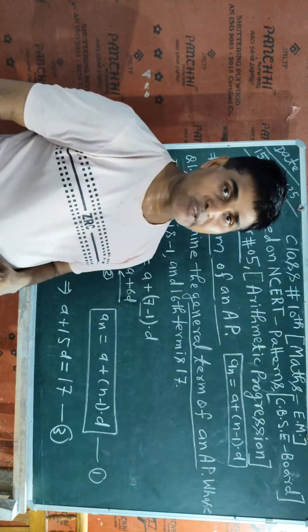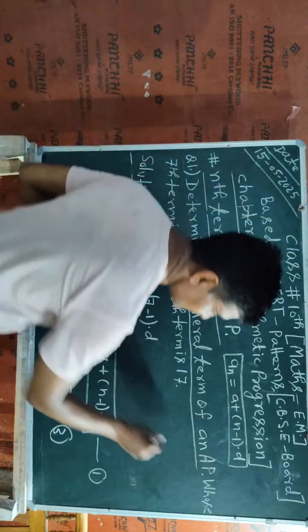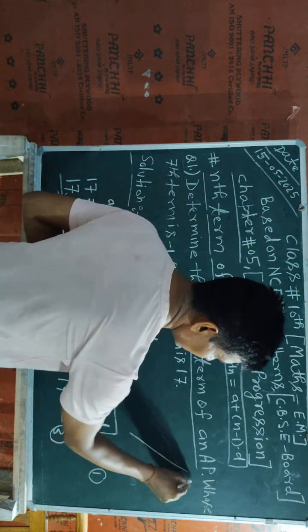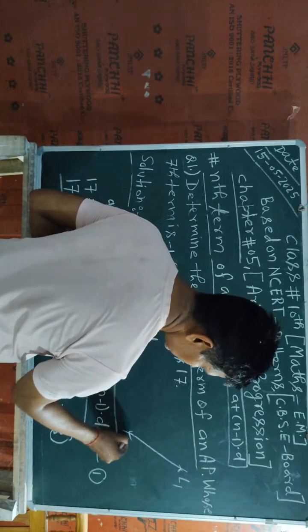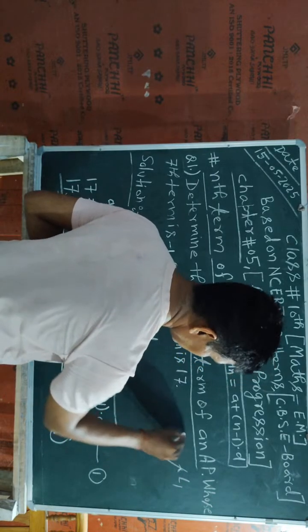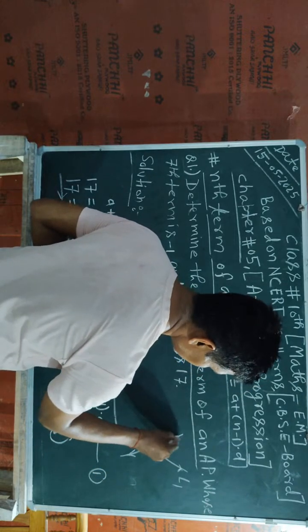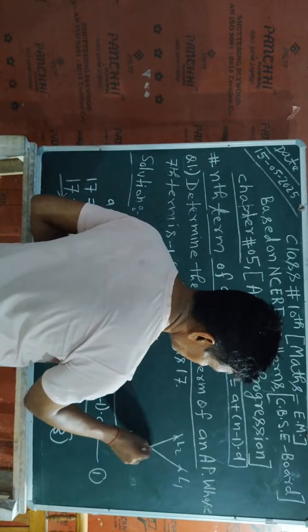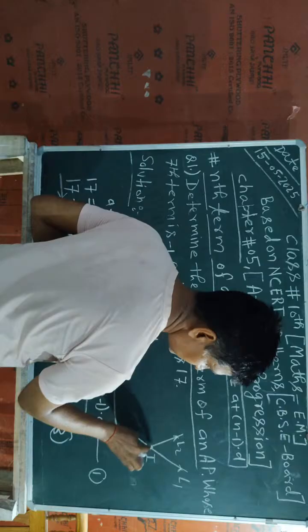Both have the same meaning. Okay, student. So further I am going to also explain. These are two lines. One line is going like this. This is the line L1, and the other is the line L2. So both lines are intersecting, and I am getting the point of intersection.